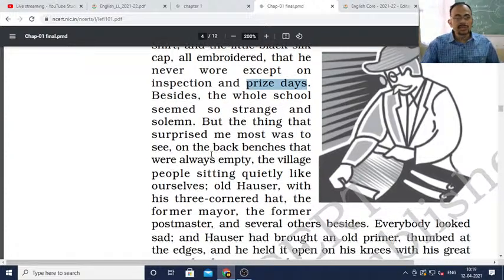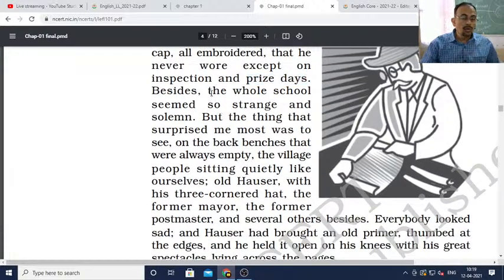Besides, the whole school appeared to be so strange, so solemn. Solemn means so silent, so serious. This is what made Franz feel very much surprised.